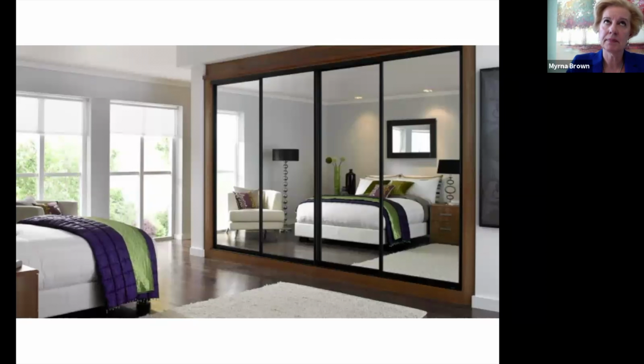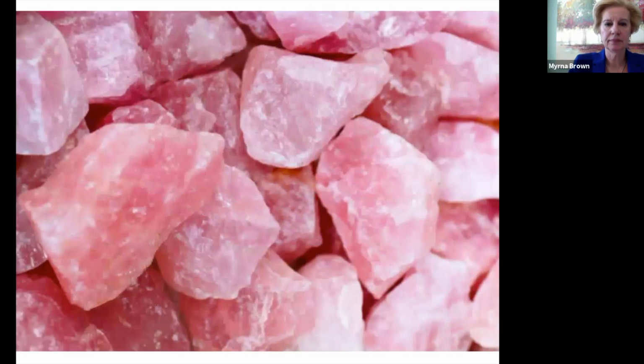What else? Okay, good. I want to talk about rose quartz. This, for you crystal lovers, is rose quartz. And this is the rougher version of rose quartz. You can also have a nice polished version of this as well. But rose quartz is considered the heart crystal. It's the love crystal. And when you have them in pairs in your bedroom, that's some powerful stuff.